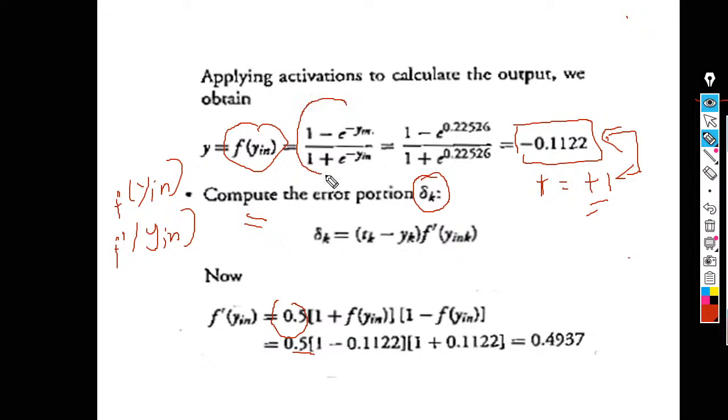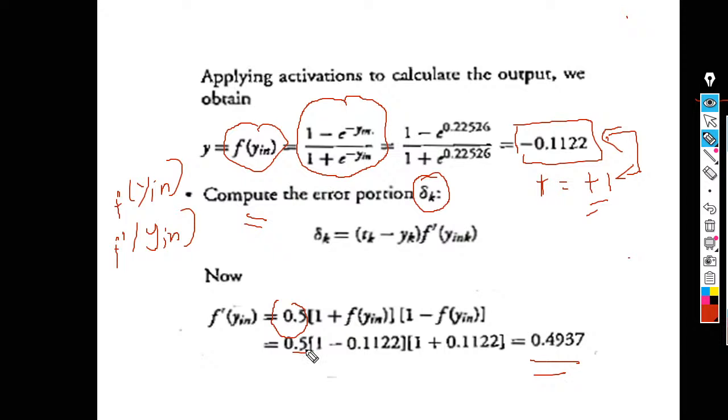This function is the bipolar sigmoidal function. If you take the derivative of it, you will get this function: 0.5 (1 plus f of yin)(1 minus f of yin). Now in this function you just need to substitute f of yin, and you will get the value of f dash of yin. It is very simple and easy to calculate the derivative of the function at every step. This is the specialty of this particular algorithm: calculating the derivative becomes much easier if the function is like this.